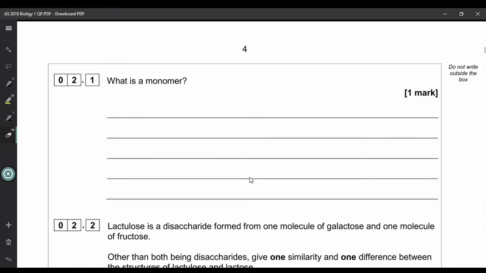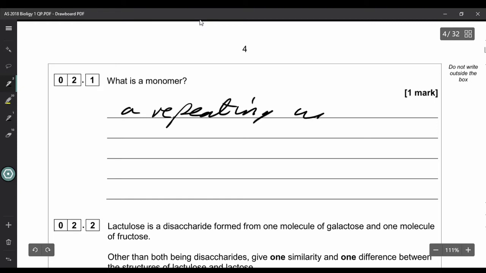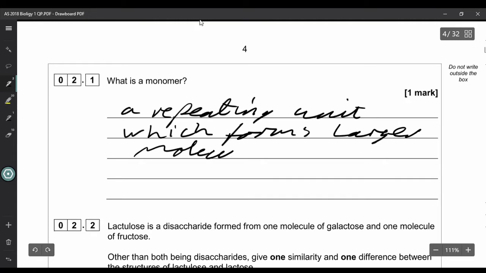Question 2. What is a monomer? This answer, even though it's only worth 1 mark, requires 2 bits. So it's a repeating unit which forms large molecules. So you've got to get over the idea that it's large molecules that are made up of these repeating units.